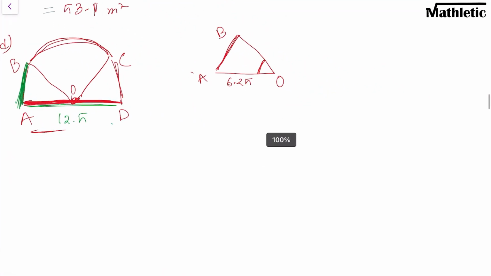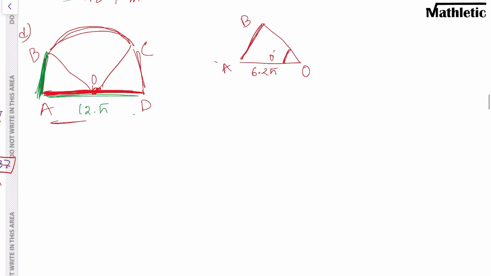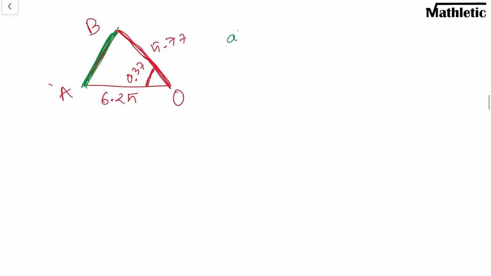We have already calculated that in part B, 0.37, and OB was the radius, which is 5.77. So from this triangle, using cosine rule for the side, a square equals b square plus c square minus 2bc cos A, using that formula you can calculate the length of AB.